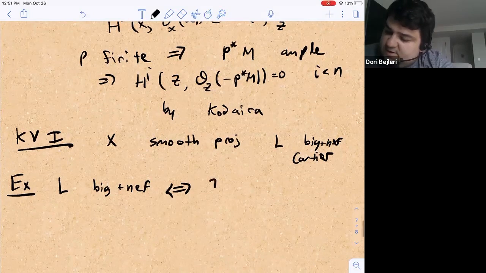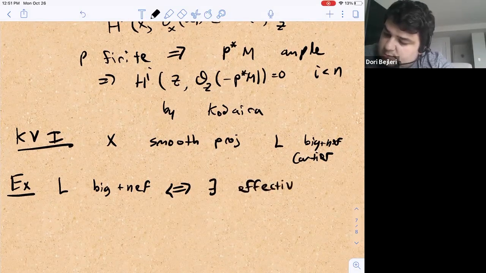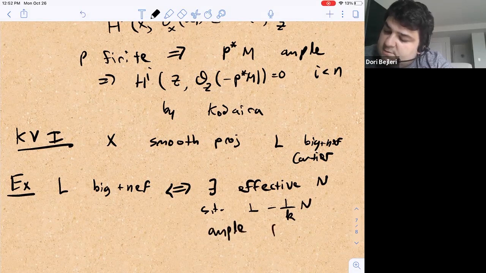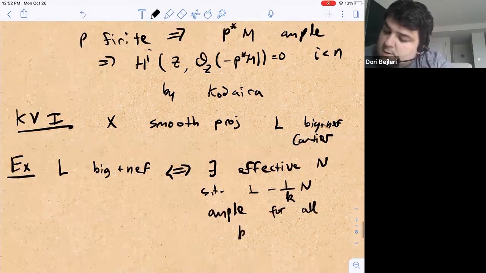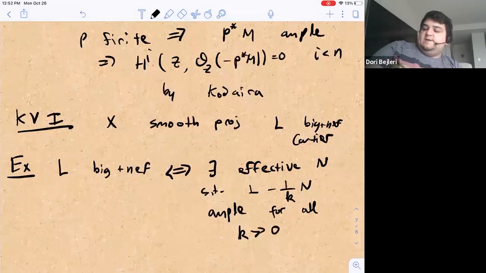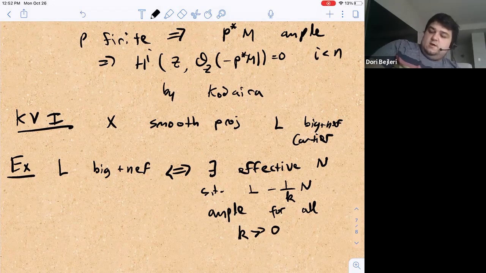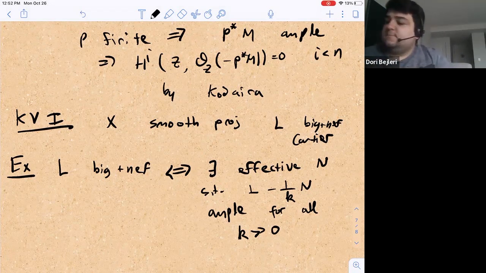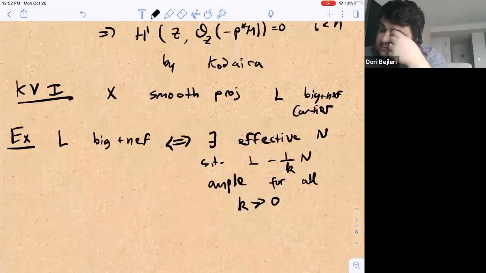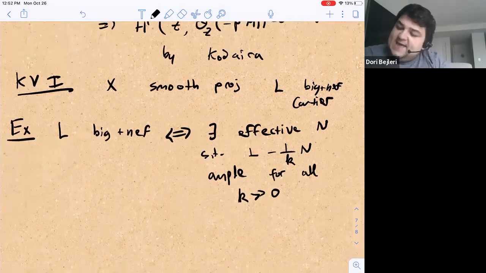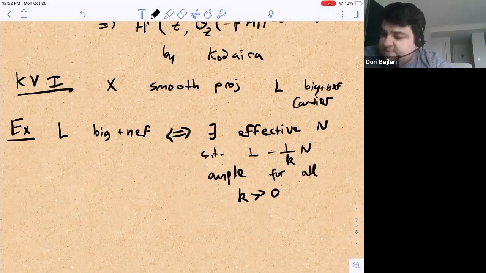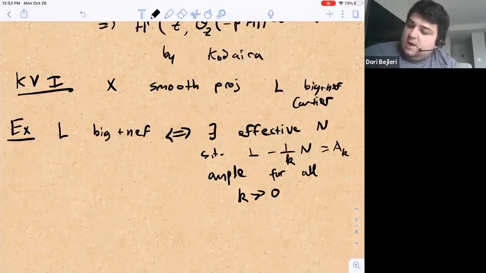So to be more precise, if and only if there exists an effective N such that L minus 1 over k N is ample for all k large enough. So it simultaneously combines being in the closure of the ample cone, because you're ample plus 1 over k effective for arbitrarily large k, and that you're in the big cone, meaning that you're ample plus effective. Okay, so that I'll leave as an exercise. But the key point is that this N is fixed. The ample depends on k, if I write this as A_k, but the effective piece is fixed.